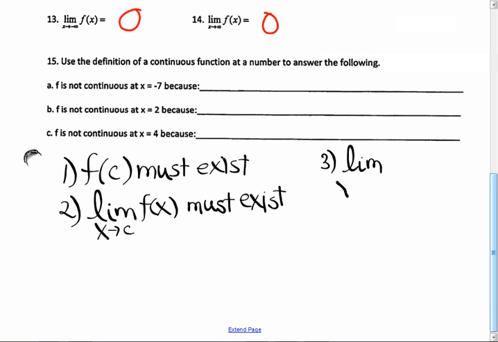The limit as x approaches c of f of x must equal f of c. Okay, you can't mess up all these x's and c's. They've got to be in the right place. I'll mark it wrong.